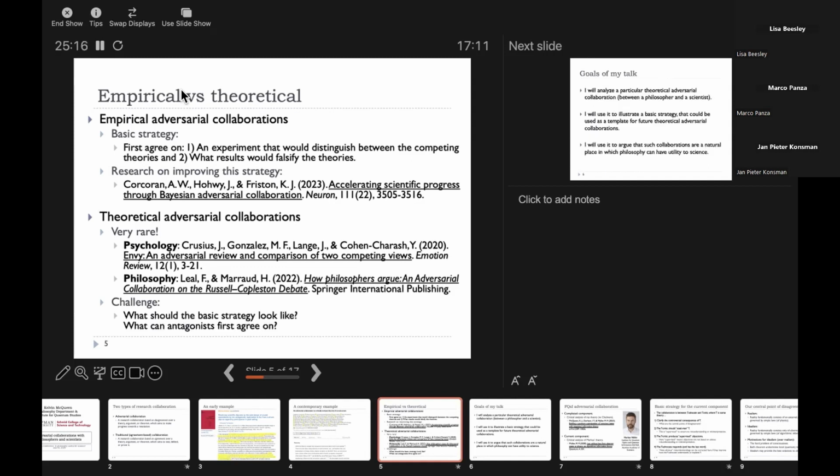We need some sort of basic strategy, right? In the case of empirical adversarial collaborations, you've got a fairly well-defined strategy that people are improving upon. But what's the basic strategy for a theoretical adversarial collaboration? What can antagonists first agree upon? What's an agreed upon goal that they can set for themselves so that even if they don't end up agreeing at the end, they know that they can get a product at the end of it? So that's what I'm interested in.